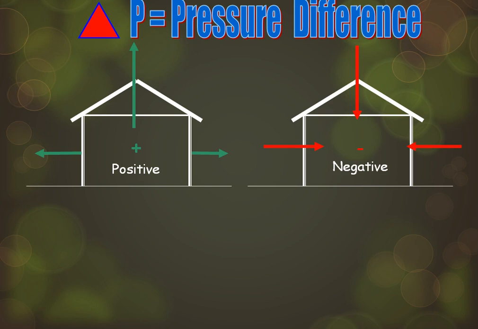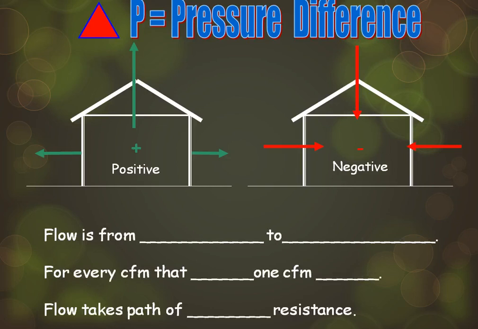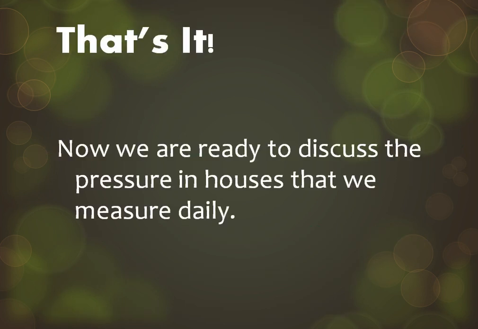Using this basic idea, we can come up with some basic concepts. And the first one is that flow is always from positive or high to negative or low. And for every CFM that exits the house, 1 CFM must enter. So 1 comes in, 1 goes out. And flow always takes the path of least resistance. And that's it.